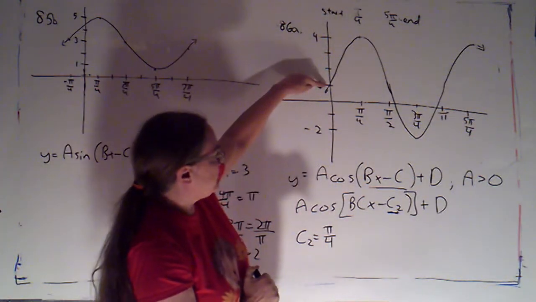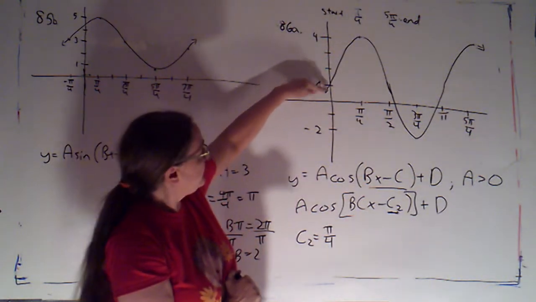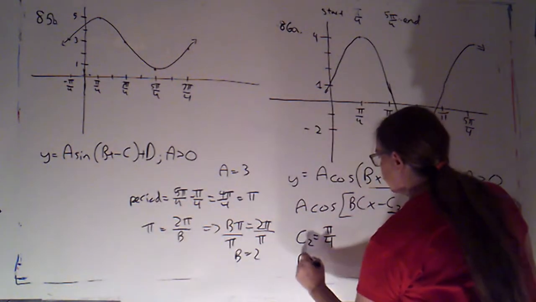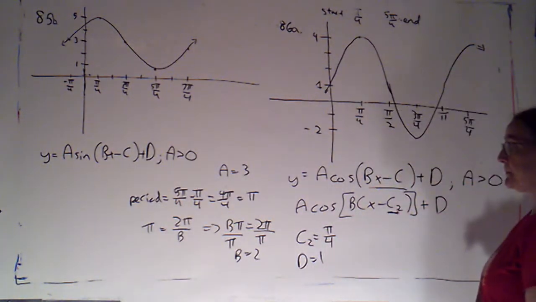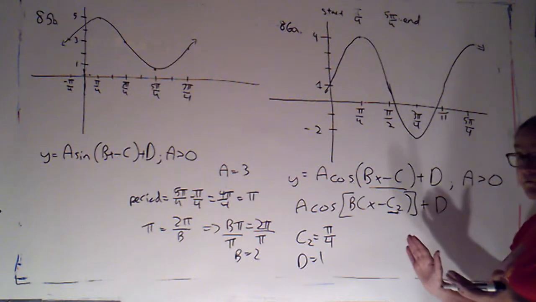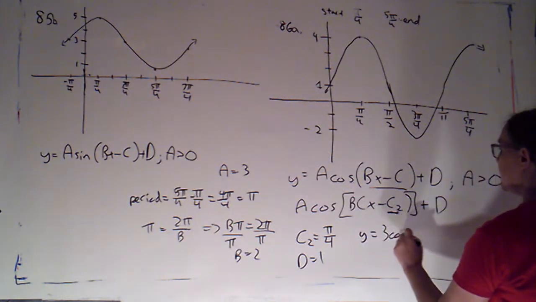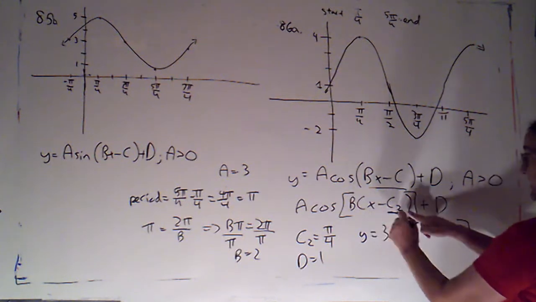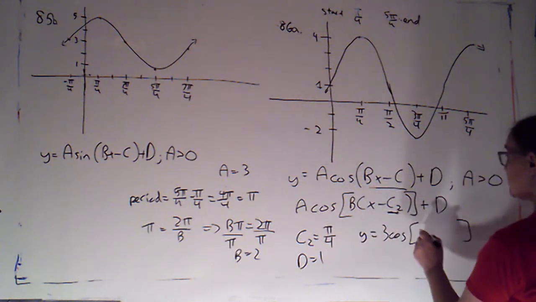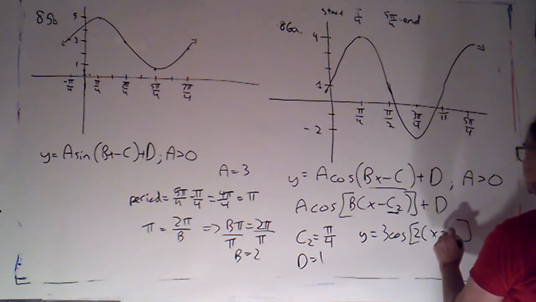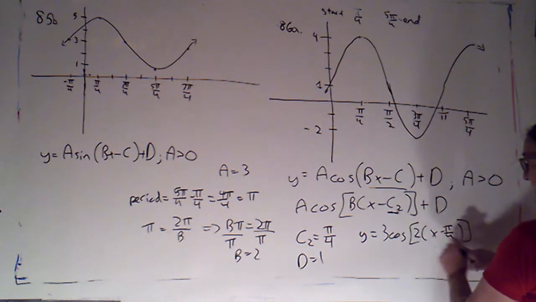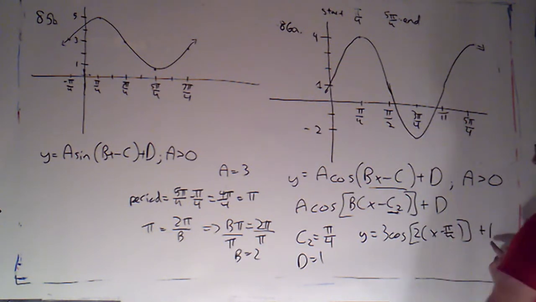So our middle value here was at 1, so we've moved things up 1, so D will equal 1. Excellent. Once I've got those four numbers, I can say y is equal to A was 3, cosine. Now I found this version. So B was 2 times x minus pi over 4 was my C2, plus D is 1.